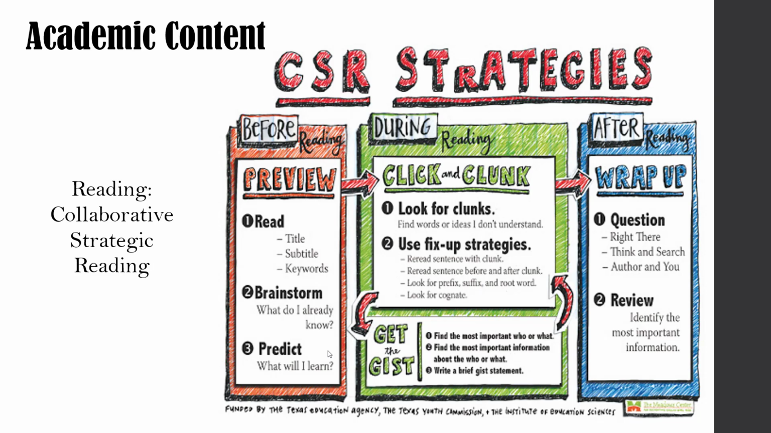Continually during the reading, you're going to talk about getting the gist. So this is kind of summarizing it. What's the most important aspect to what you're reading? What's the most important information that you need to remember? So this is when you're summarizing the information and restating it in your own words. And then afterwards, you're going to wrap up. So review it, identify the most important information, and things like that. And this technique has really been shown to be really beneficial for reading comprehension. All right.